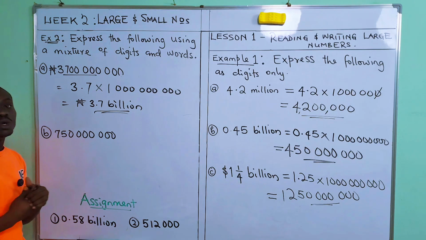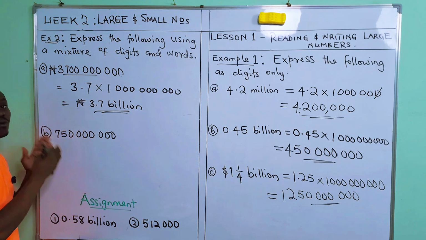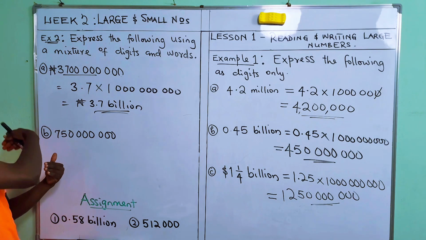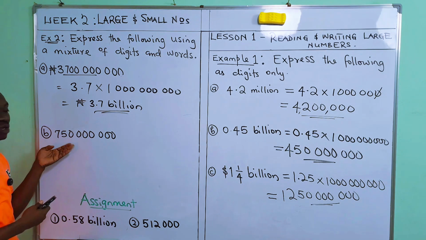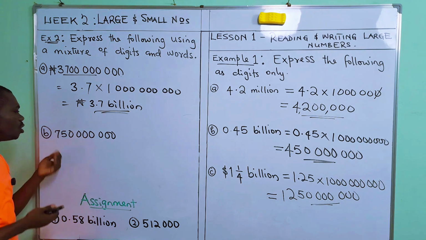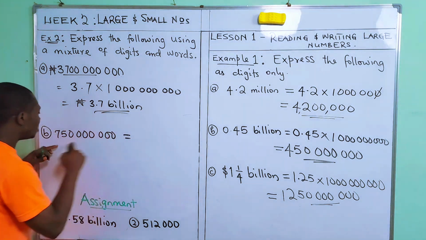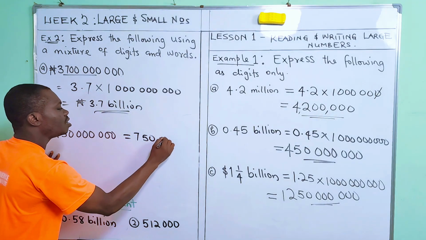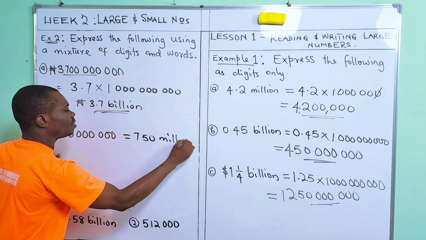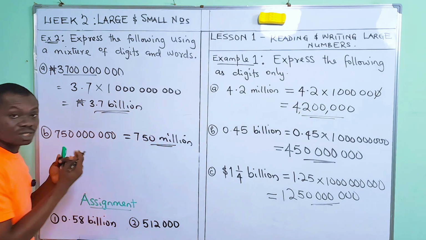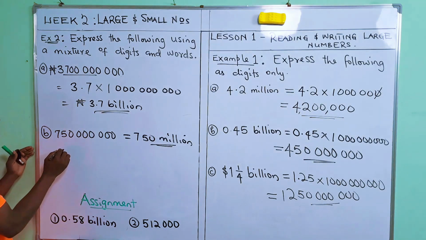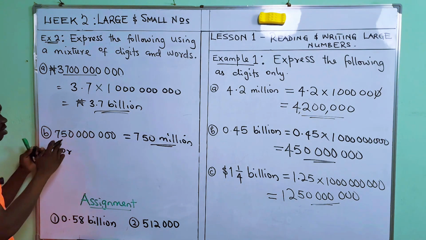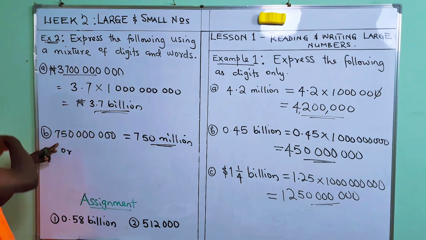Now I said, if you check, this one is 750 million. So it starts from 100. I say once it is up to 100, then you can take it to the other place value. So since this is million, you can take it to billion, or you can still write this as 750 million. Okay, so you can write it this way. This is a mixture of digits and words. It's correct. However, you can also write it in billion. Since it is already in 100, you can take it to billion.